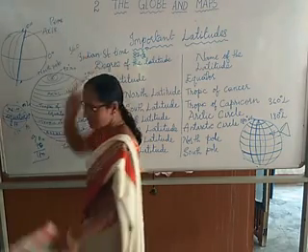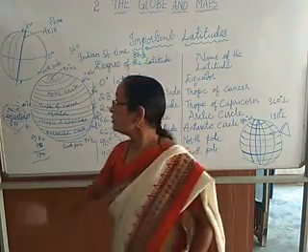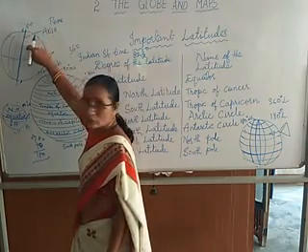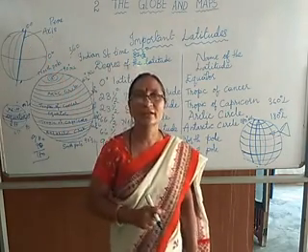So totally, how many longitudes are there? From the 0 degree longitude, that is the Greenwich longitude, to the east there are 180 longitudes.